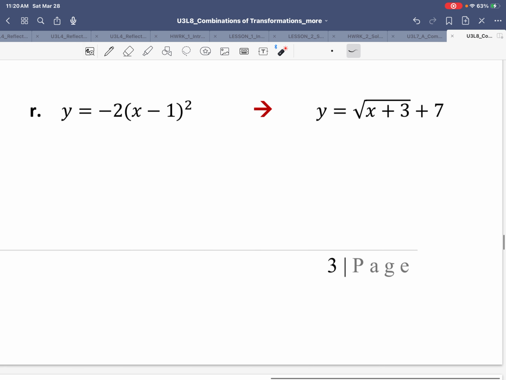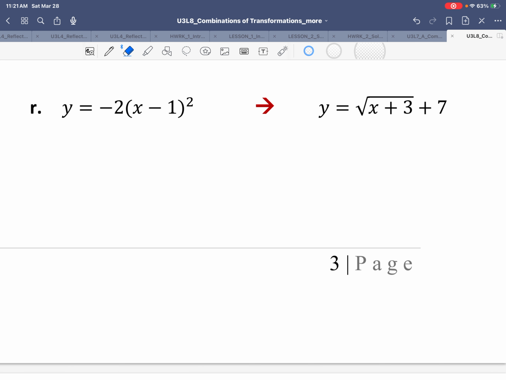Now, next we have y equals negative 2x minus 1 squared, and we want to convert this to the square root of x plus 3 plus 7. So a couple of things first. You see that we are changing the groups of functions, so from quadratic to square root. We know from quadratic to square root we can go when we inverse functions. When you inverse them, we first need to bring them to the basic form, which means that we need y equals negative 2x minus 1 squared expressed in basic form.